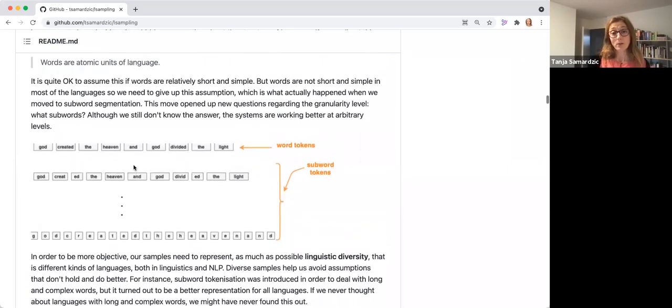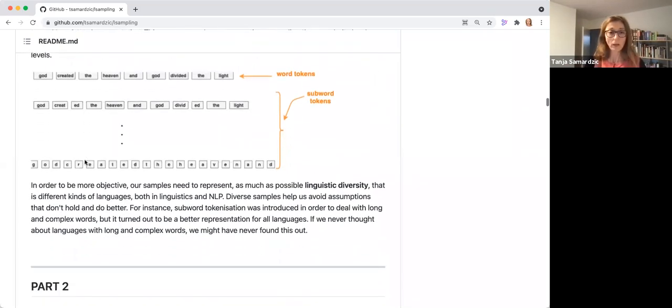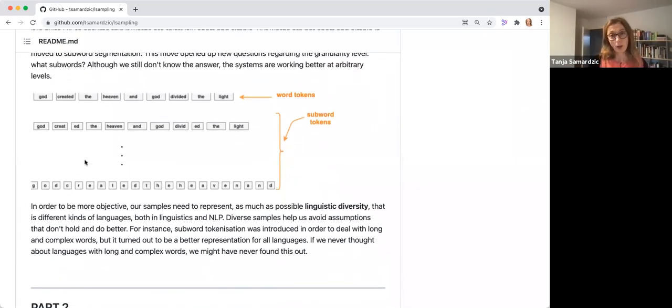So the whole point here is that we introduced subword tokenization because we needed to deal with long and complex words, right? But if we only had languages such as English that have relatively short and simple words, we might never even have thought of subword tokenization. And now that we have it, it actually works better even for English, right? It works better for all languages. So that's another example where the importance of sampling becomes relatively evident. Okay, so this is the end of part 1.